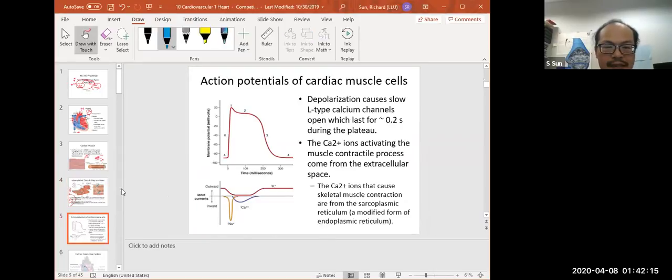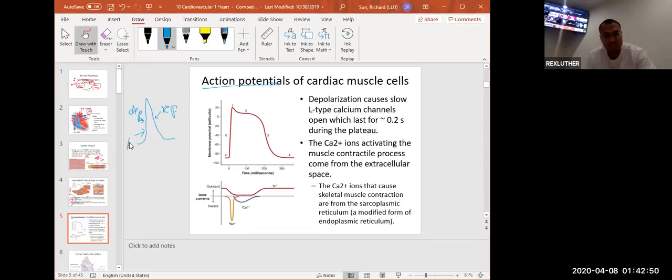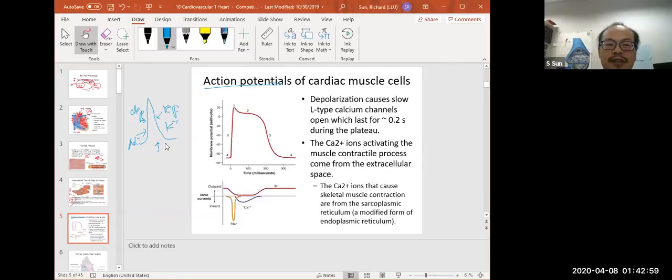And the next thing we must know is that the action potential of the cardiac muscle cells has a little bit different feature than the other action potentials. So here is the action potential. A typical action potential has two phases: depolarization and repolarization. This is depolarization, this is repolarization. Depolarization opens up the sodium channel. Repolarization opens up the potassium channel. That completes this action potential, so this is a typical action potential.